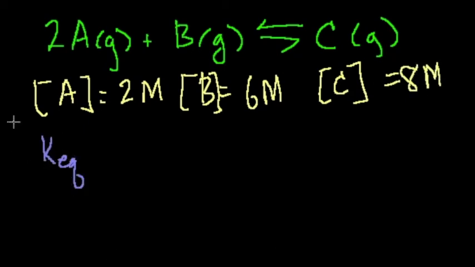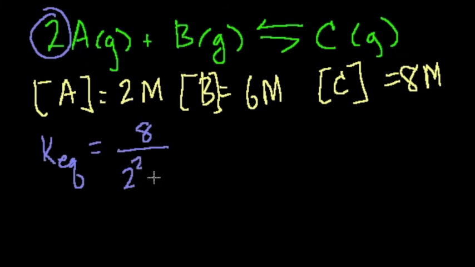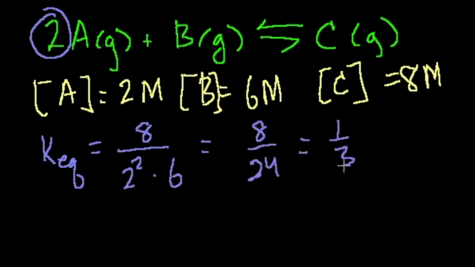The equilibrium constant here is the concentration of C, that's 8 molar, divided by 2 molar squared, because of this 2, times 6, which is equal to 8 over 4 times 6, which is 8 over 24, which is equal to 1/3. Now, let's say we were to add more A. I'm not going to say exactly how much, we could actually get quite complicated with the mathematics, but let's say after adding more A, we have a new concentration.